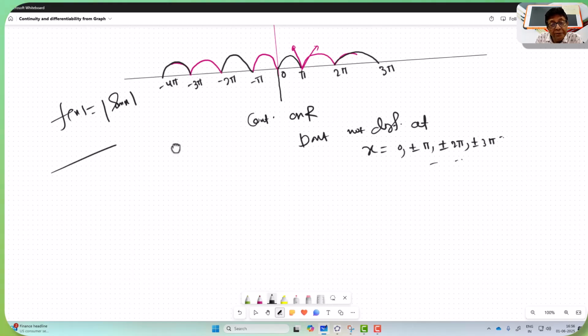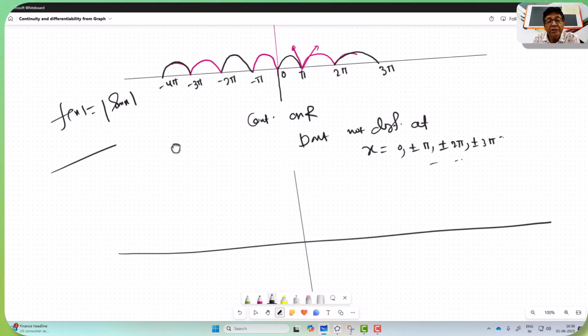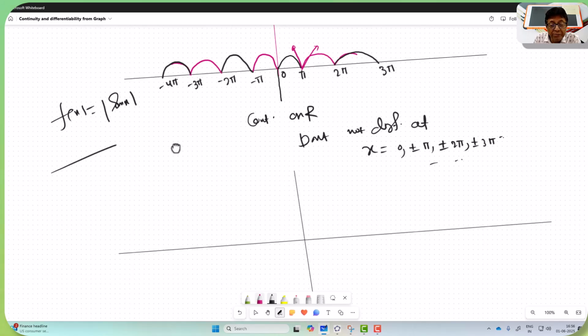Cos x graph, you all know how to draw it. From there mod cos x also you can draw. The graph will be looking like this. I am just plotting the graph here. This is the graph of mod cos x. I have taken all the mirror images about the x axis for the function cos x. Then we get the graph of mod cos x. This is y, x, and this is the graph of mod cos x.